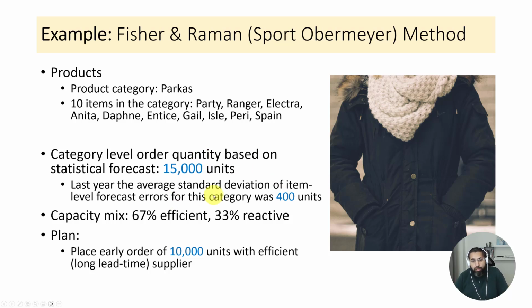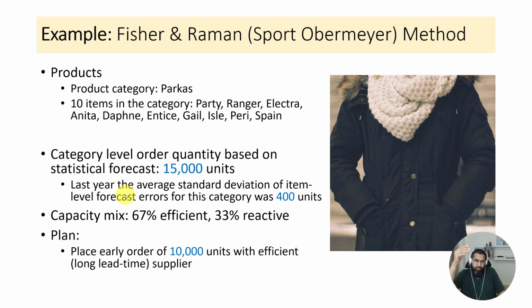We also know that last year, the forecast errors had a standard deviation of 400. So if you took all the women's parkas last year, looked at the initial forecast you had for them, not the updated forecast in the season, and looked at the actual quantity sold, you see that for this category, on average, the forecast error is plus minus 400. You're off by about 400.